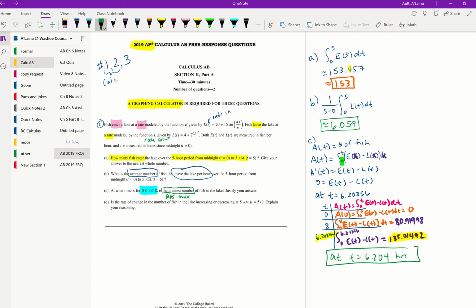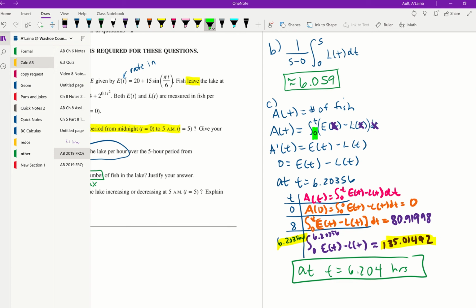Now, a couple words of caution when you are writing these down. What the readers are going to look for, they are definitely going to look for this. You could write this alternatively as E of t is equal to L of t, because that would also be true if you just manipulate that equation a little bit. But that is something they will be looking for that actually gets you a point.